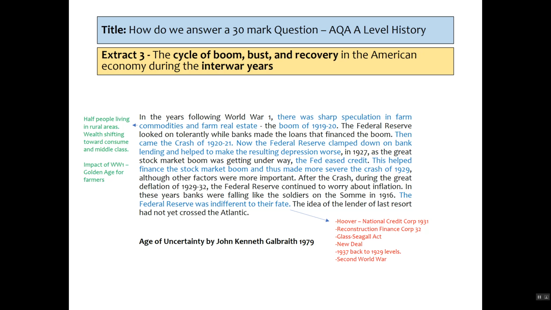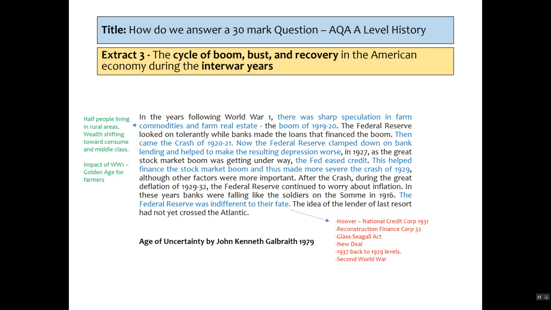And then taking the last point that he uses, the Federal Reserve was indifferent to their fate. Well, we've got criticism. We could say, well, actually, no, Hoover did do something. It was too little too late, but he did attempt with the National Credit Corps, the Reconstruction Finance Corporation in 1932, the Glass-Steagall Act, and then we've got the New Deal policies, etc. Now, whether we use all of this information remains to be seen.